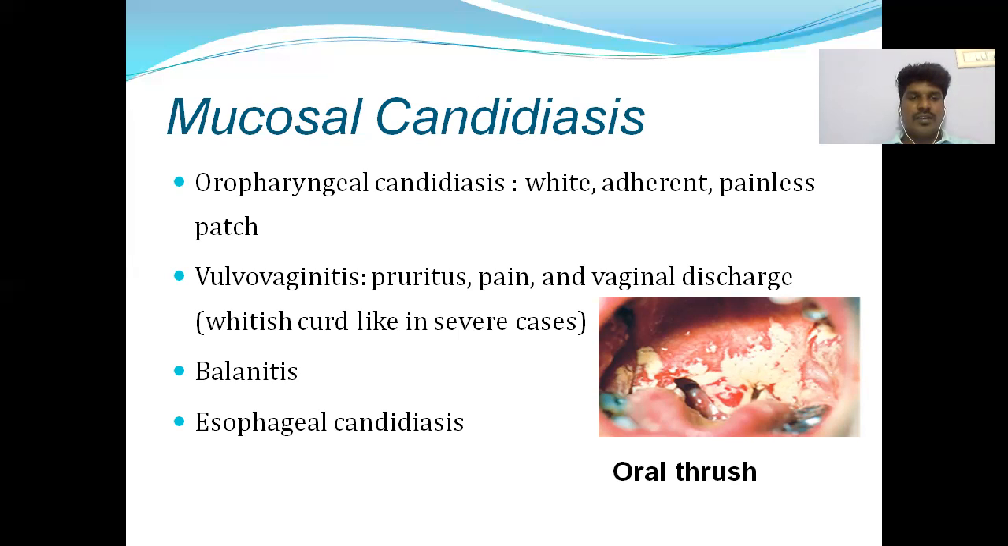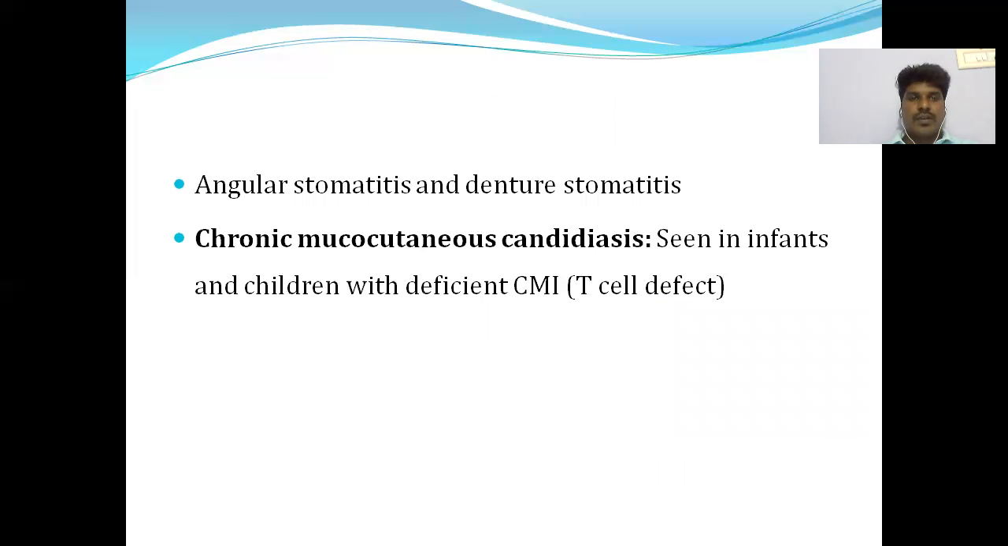In case of men, they will get balanitis, which is an inflammation of the foreskin or the head of the penis, and then esophageal candidiasis. A few individuals might get this condition, and some individuals may get angular stomatitis and denture stomatitis also. Then other conditions such as chronic mucocutaneous candidiasis. This is most commonly seen in infants and children with deficient cell-mediated immunity, particularly the T cell defect.